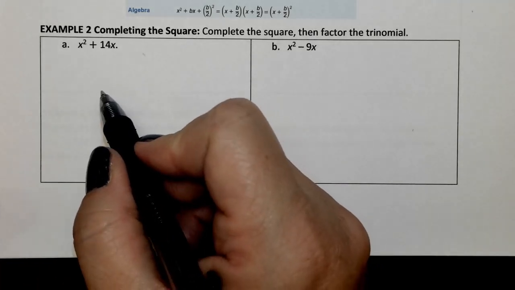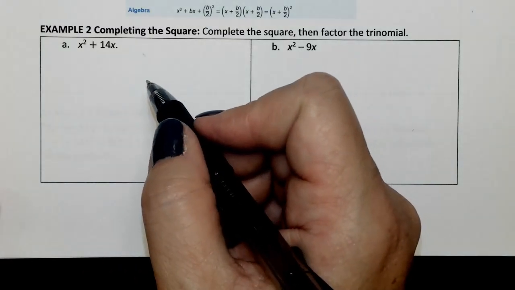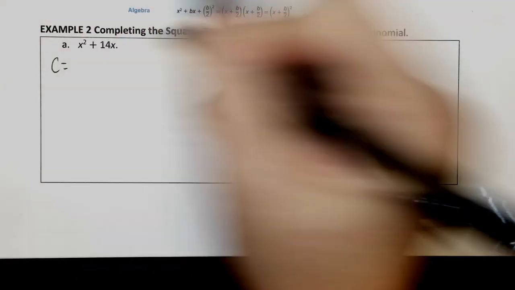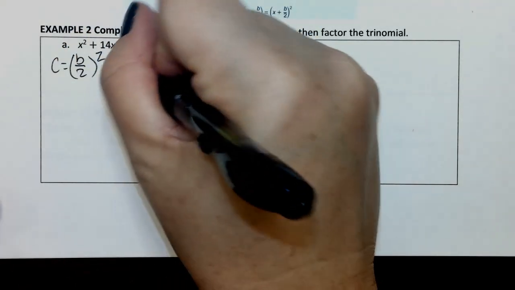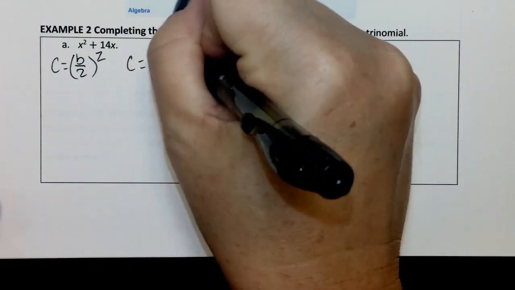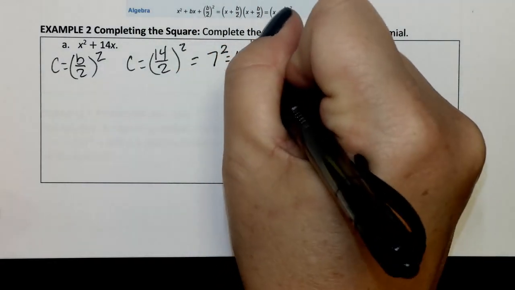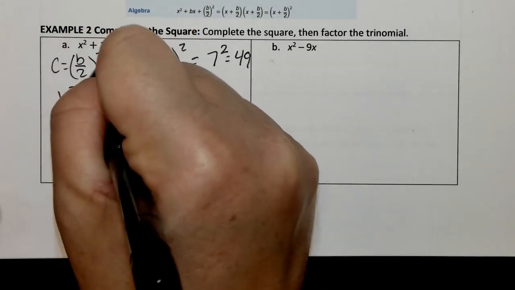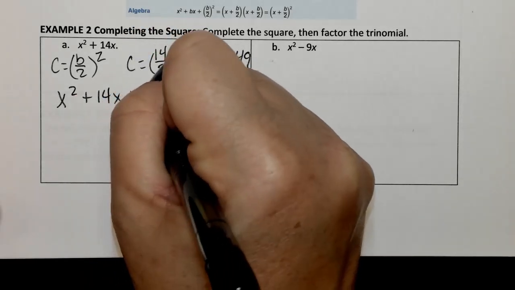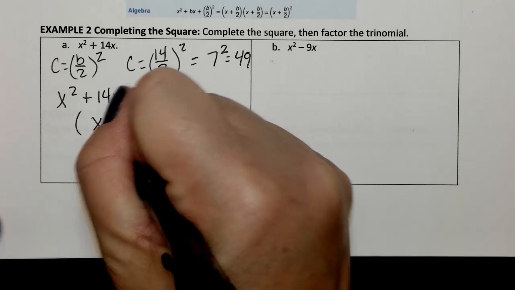All right, so we have x squared plus 14x. We want another value. So how do we find that value? In order to find our c value, we're going to take our b, divide by 2, and square it. That looks like 14 divided by 2 squared. Well, what is 14 divided by 2? 7. So we're squaring 7, which equals 49. So what does this become? We now have x squared plus 14x plus 49. Now we can write that as a binomial. This would be x plus 7 squared.